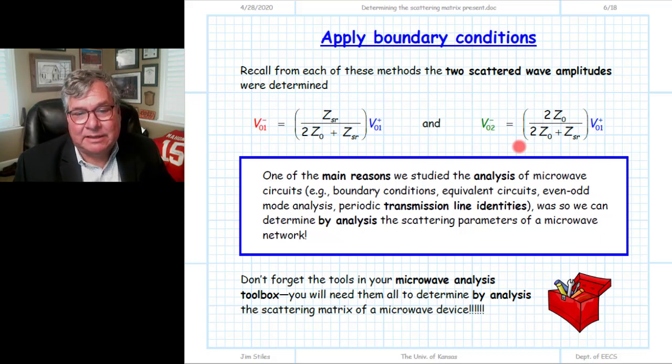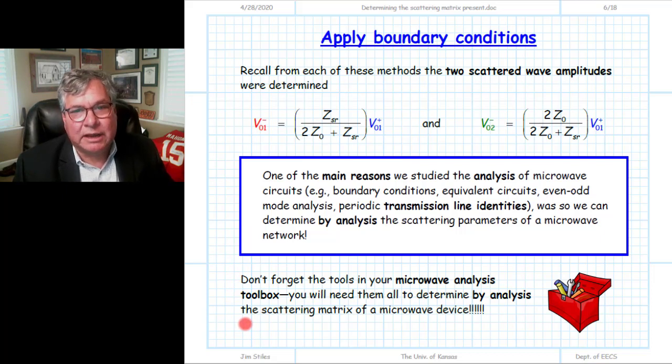Well, now we take these values and determine explicitly the incident and scattered waves and evaluate them at the port plane so we can determine the scattering parameters. So once again, I emphasize one of the main reasons we did this study of how to analyze microwave circuits is so eventually we could determine their scattering parameters. So don't forget the tools in your microwave analysis toolbox.